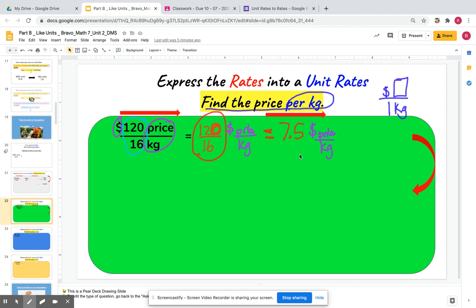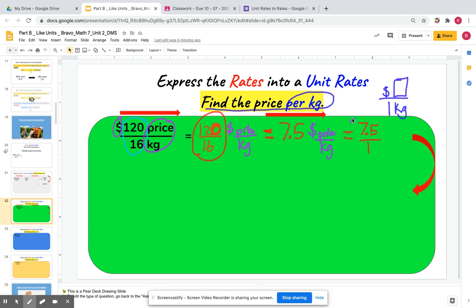Now, we are not done yet. We are still forgetting one last step. We need to change this response of 7.5 to a fraction so that we can read the unit rate nicely. So just remember that you can change anything to a fraction by just adding the number 1 in the bottom. So 7.5 over 1.